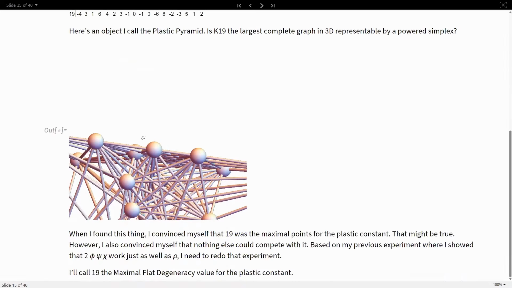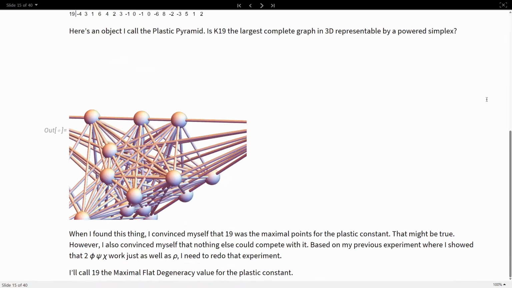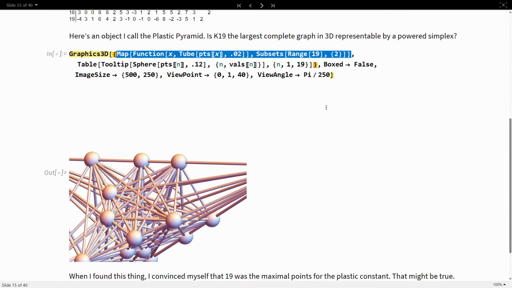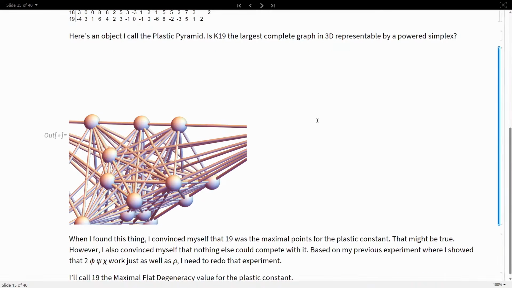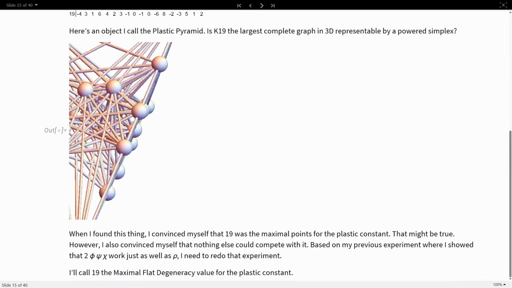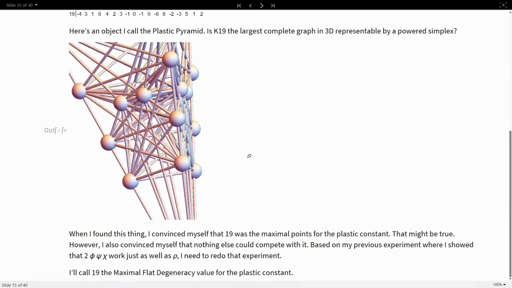Oops, this is not working. Well, let's see if I can make a better picture of this. I'm not sure that code will work. So I'll come back to that. So here's a set of 19 points.